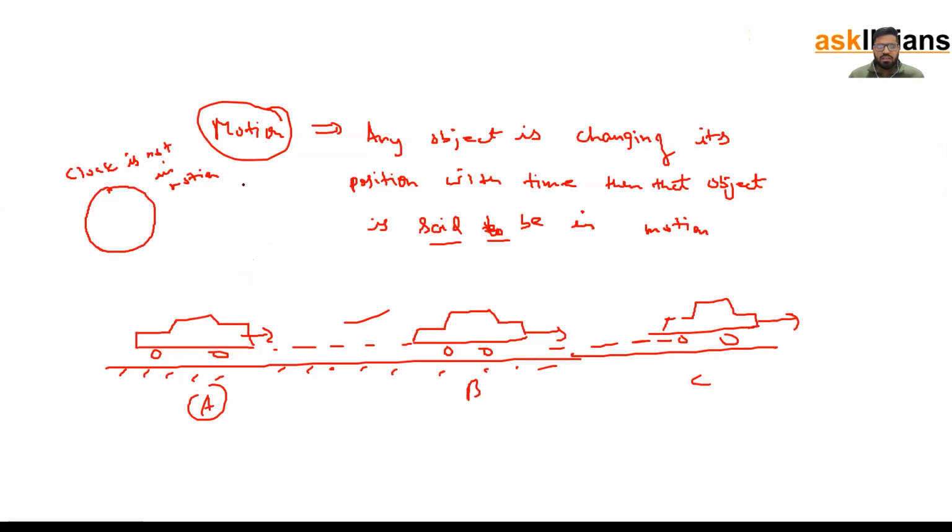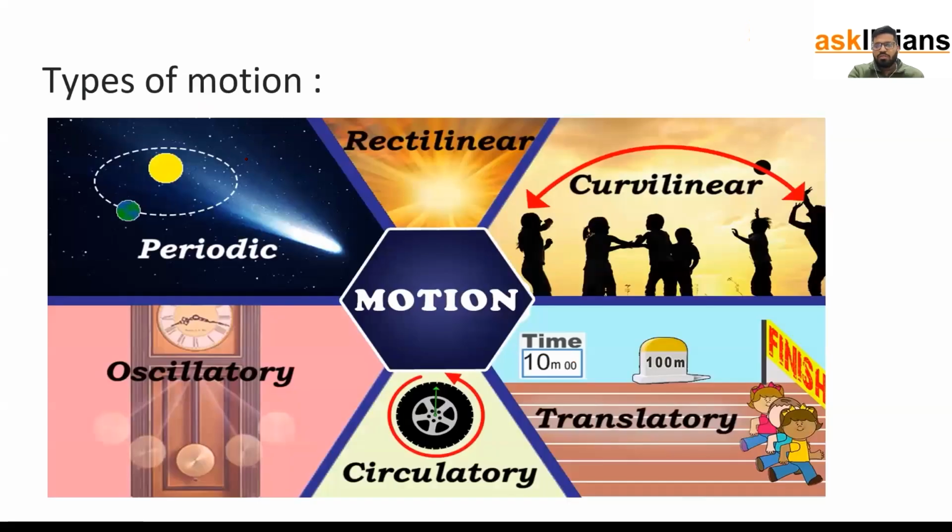Okay, so now the thing is clear. If any object changes its position with respect to time, then that object is said to be in motion. I think most things around us are in motion. But you can also list the things which are not in motion, like a house, road, clock. These are not in motion. Now the thing is clear that when any body changes its position, it is said to be in motion. Done. Now we are going to see types of motion, what the different types of motion are.